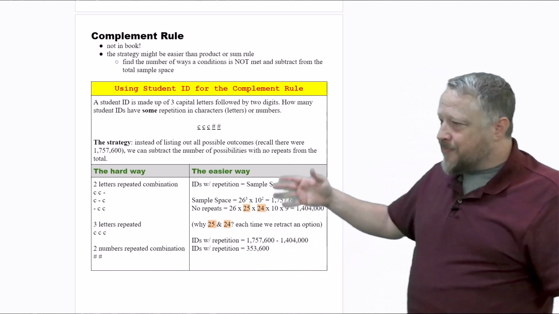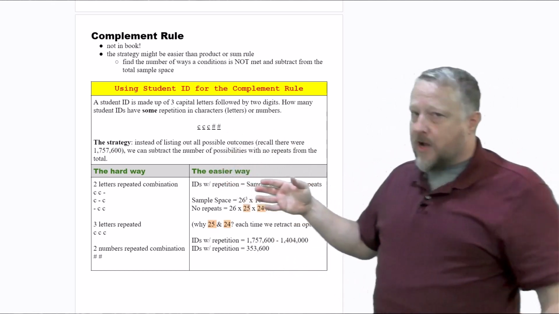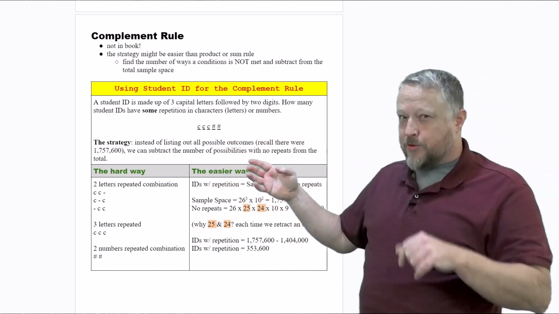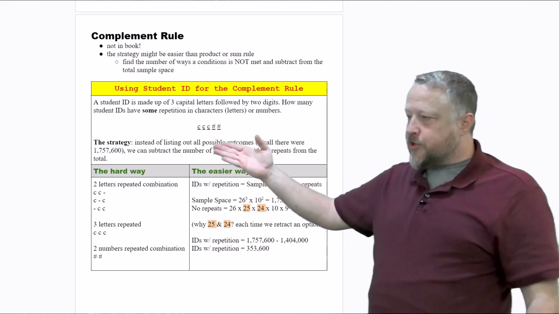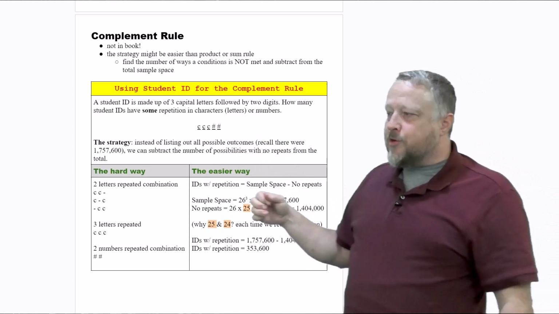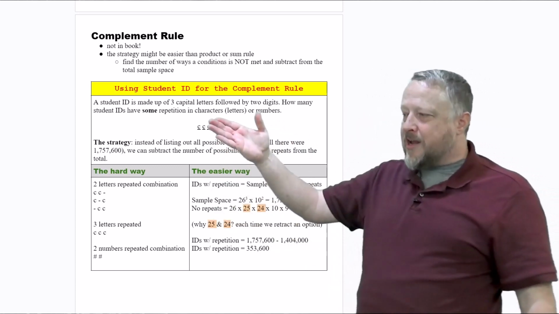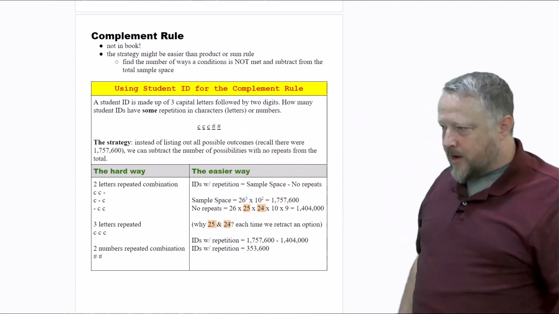For example, if we're doing the student ID one that you and I actually did previously, where I told you to wait, now you know why. We have 3 capital letters followed by 2 digits, so there it is all laid out. How many student IDs have some repetition in the characters or the numbers?